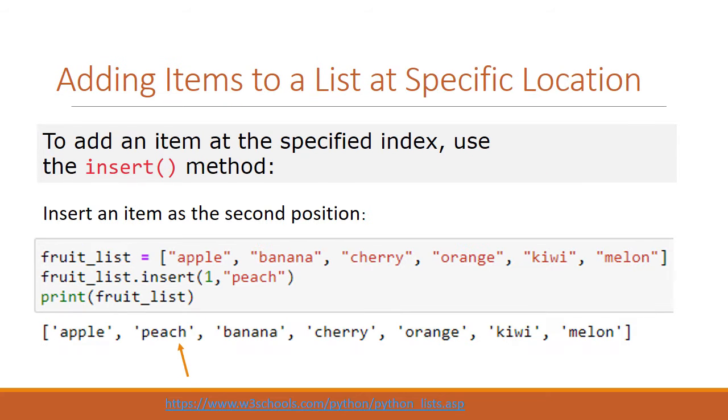We can add elements to a list at a specific location by using the list's insert method. So in our example, again, we have our fruit list, and we want to insert peach at index 1, which would make it the second element in the list. So you can see when we print the list, peach has been added as the second element.